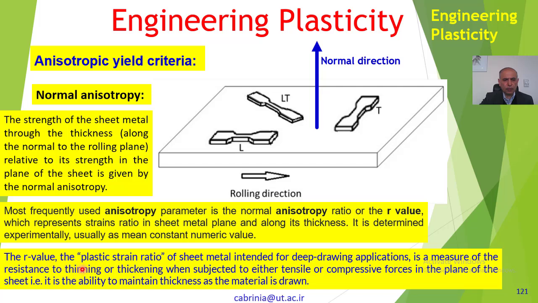The R value, the plastic strain ratio, of sheet metal intended for deep drawing applications, is a measure of the resistance to thinning or thickening when subjected to either tensile or compressive forces in the plane of the sheet. It is the ability to maintain thickness as the material is drawn. I would like you to notice this sentence here.